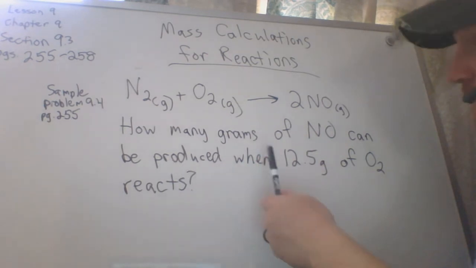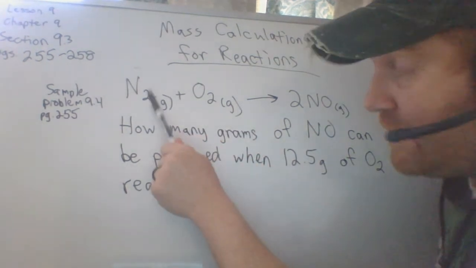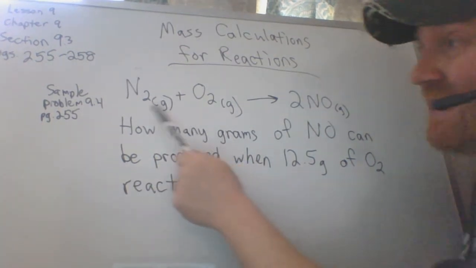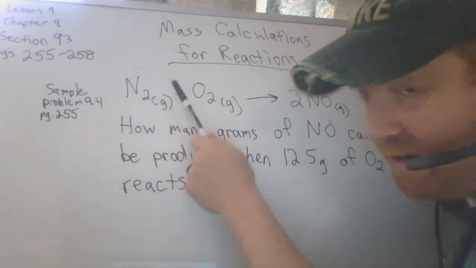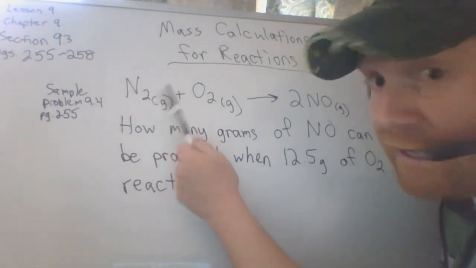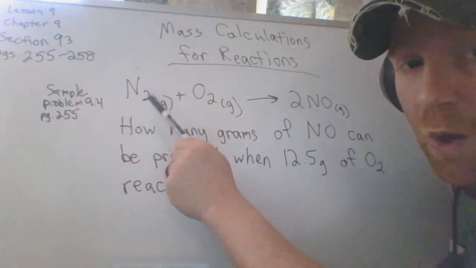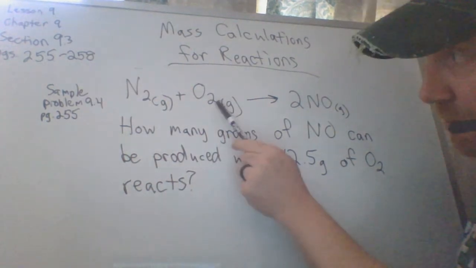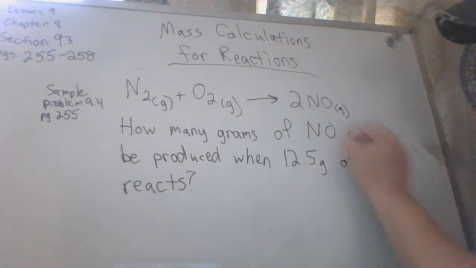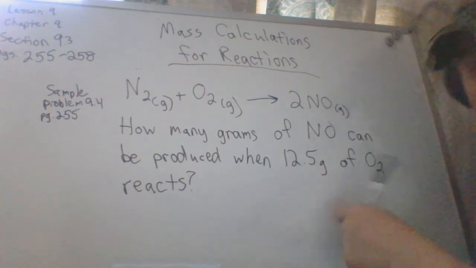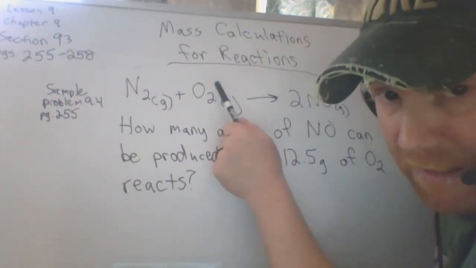I want to make sure you all are aware, this question, the way it's worded, has nothing to do with nitrogen gas. We're going to assume that there's plenty of nitrogen gas in the air, and there is. We have more than enough of what we need, so we're not worried about this chemical at all. We're simply going to jump from 12.5 grams of O2 to grams of NO, using the molar masses of each of these two chemicals, as well as the mole-to-mole ratio.